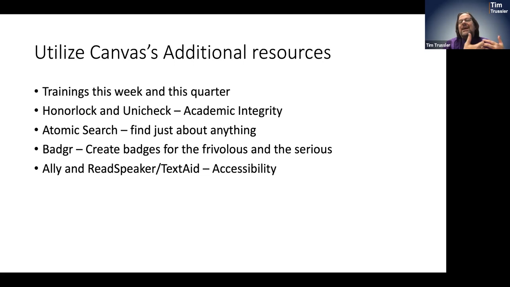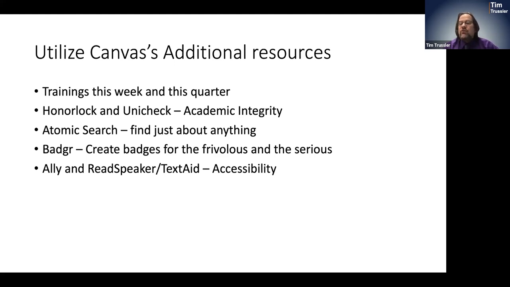Once you said, I know how to make a page, I know how to make a quiz, I know how to do an assignment, there's some other stuff that's built into it. So we want to draw your attention to a few of them. One of the big ones is academic integrity. This is a huge issue, and we've already run into this with some programs, including one program where we found some academic non-integrity that actually dated back several years, that answers were being shared among students.